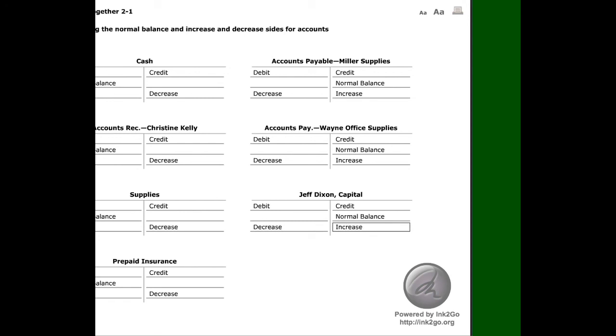So looking back at 2.1, you can see that all of the asset accounts have the same exact debit, credit, normal balance, and increasing and decreasing sides. Same for the accounts payable and liability accounts. They follow the same steps. And once again, if you're stuck with this concept, refer back to page 30 in your text. It gives you a nice chart with increasing and decreasing arrows, and it'll help explain this a little bit more in detail for you. Good luck with 2.1 on your own.